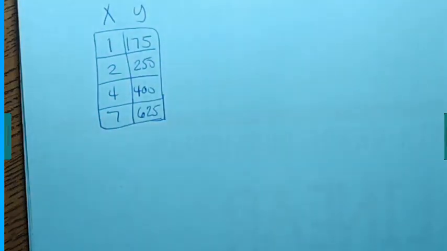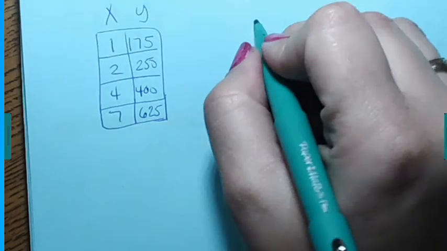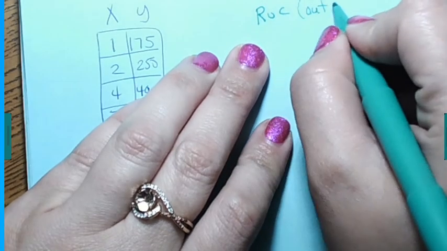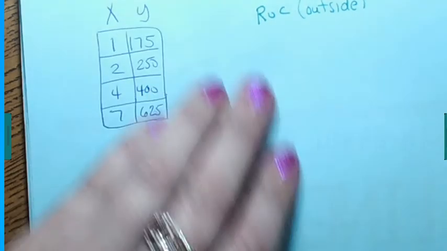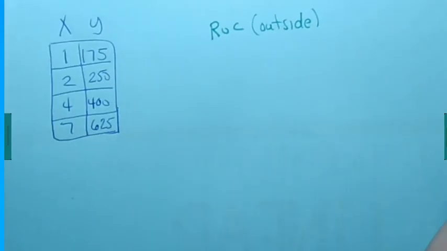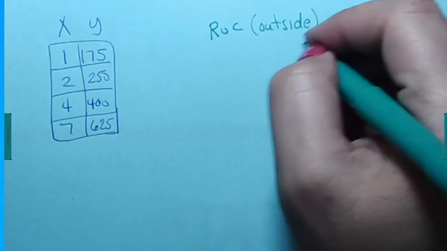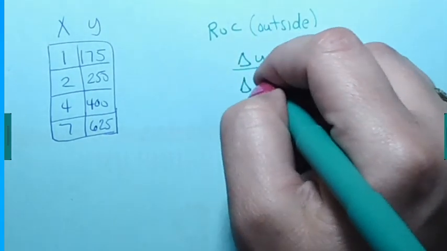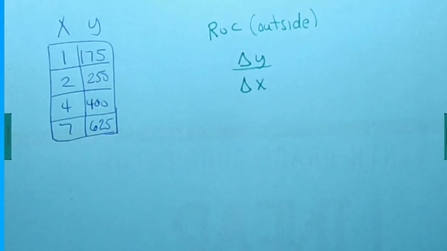So rock is just as easy as COP. You just have to remember that rocks are found outside. So that means we're looking outside our table. Okay, and there's nothing outside our table, so we're going to put some stuff outside. Our formula is delta y over delta x. So it starts off the same, but it has this weird delta sign in front of it. The delta means the change.